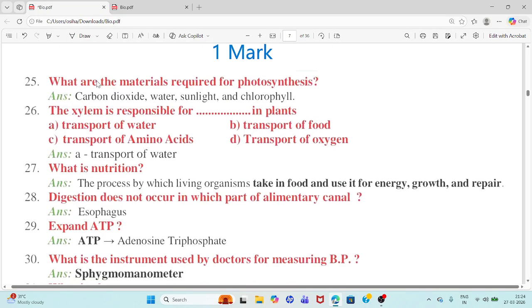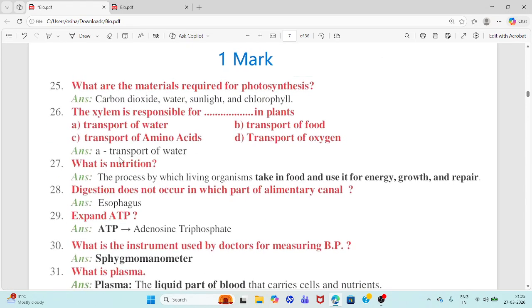1 mark questions. What are the materials required for photosynthesis? Carbon dioxide, water, sunlight, and chlorophyll. Next, the xylem is responsible for dash in plants. Answer is A, transport of water. What is nutrition? The process by which living organisms take in food and use it for energy, growth, and repair is called nutrition.